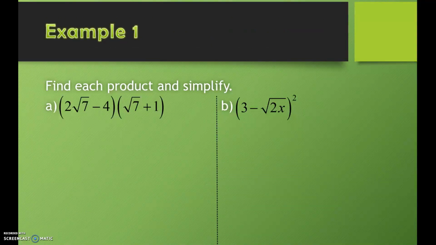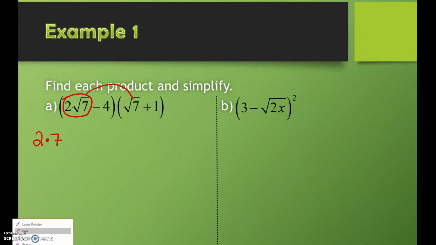All right. It's actually example 2, but whatever. In this example, we have a binomial times another binomial. So we need to double distribute or FOIL or whatever it is you call it. So we start with 2 square root of 7 times the square root of 7. You've got 2 times the square root of 7 times the square root of 7. What's the square root of 7 times the square root of 7? 7. So this is 2 times 7. So 14. If you wanted to go ahead and write 14, you could.